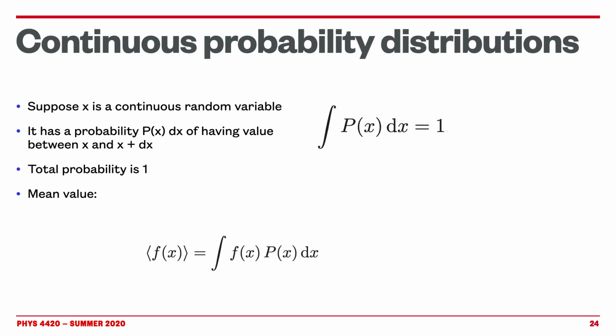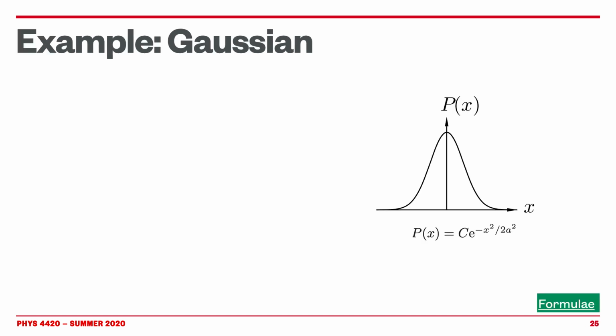And remember, now we integrate over all the values of x. So it's really the integral of the probability times basically the interval that I'm considering. Total probability is equal to 1. And of course, we can calculate the mean value, which is, again, a weighted integration of x. Okay, same as before, but we've replaced sums by integrals. And we can calculate, of course, all the other properties as shown in the previous slide.